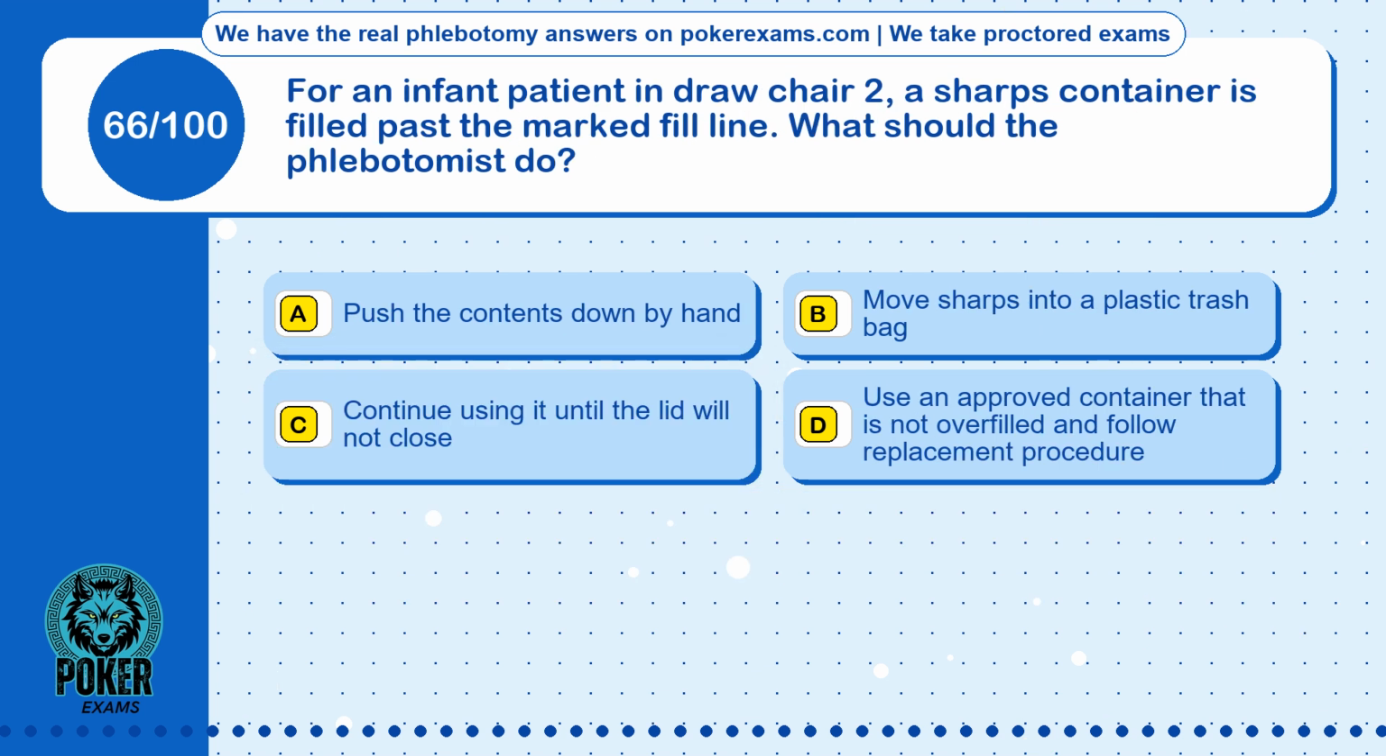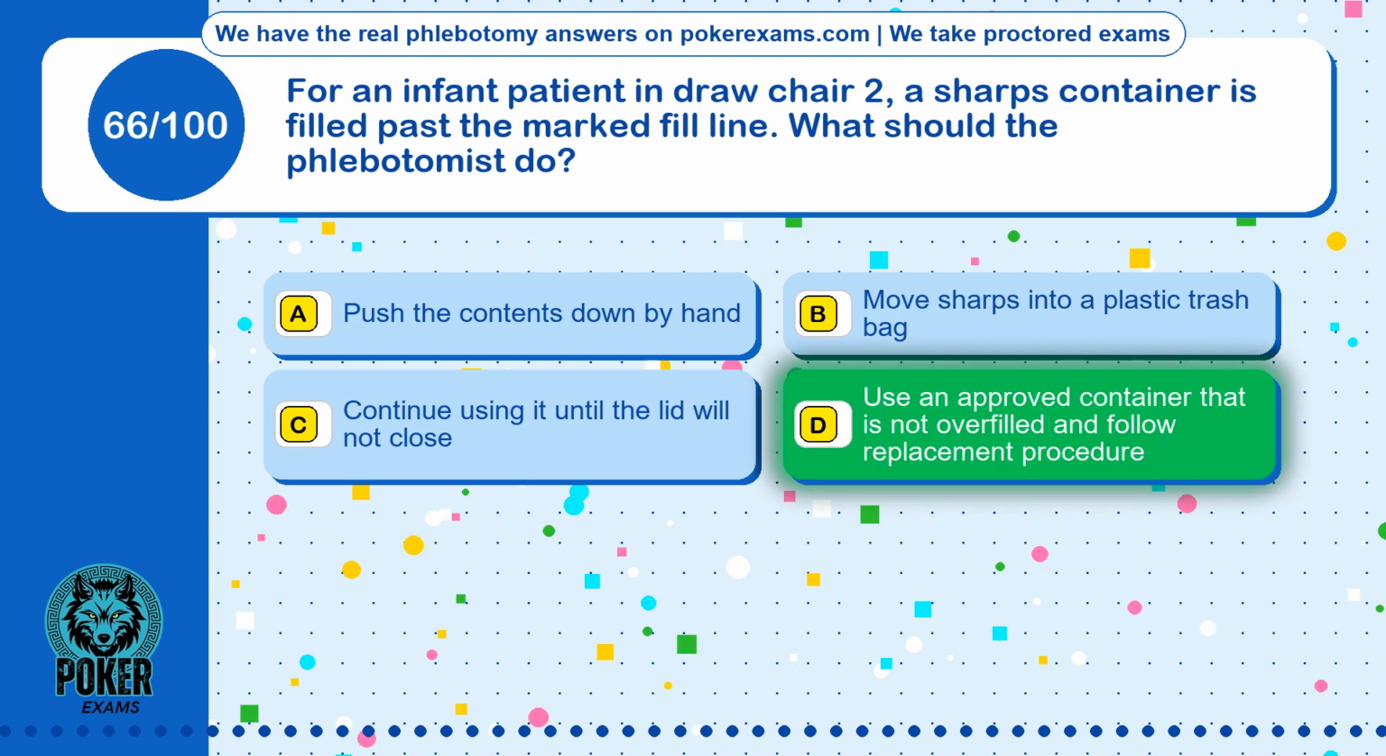Question 66. For an infant patient in draw chair 2, a sharps container is filled past the marked fill line. What should the phlebotomist do? Option A. Push the contents down by hand. Option B. Move sharps into a plastic trash bag. Option C. Continue using it until the lid will not close. Option D. Use an approved container that is not overfilled and follow replacement procedure.